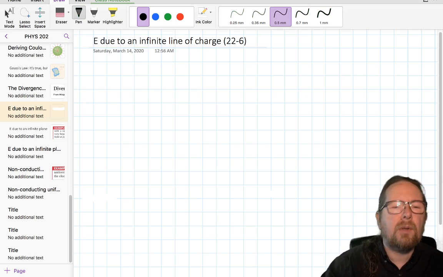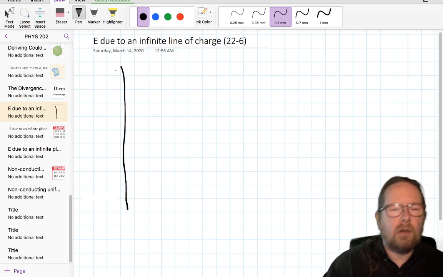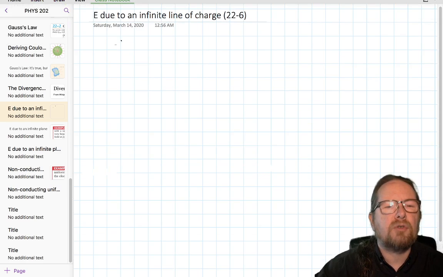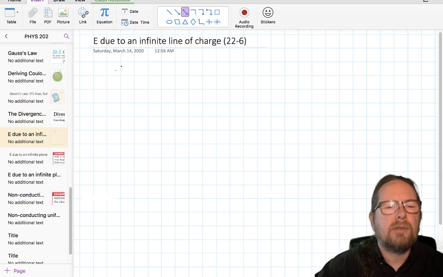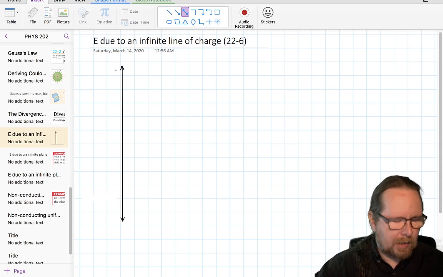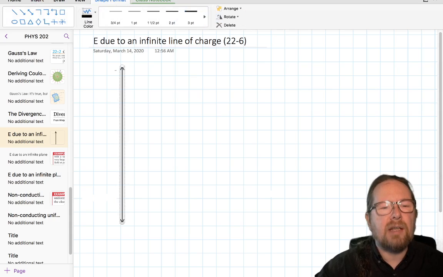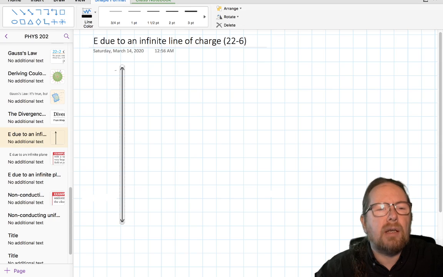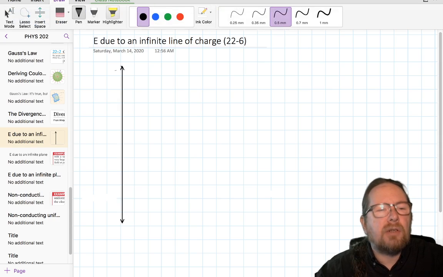So instead of setting up the problem with the line of charge horizontally, I'm going to put that line along the, maybe I'll use the drawing tools to actually make a straight line, like this. Okay. So here's my line of charge, and let's say that it extends indefinitely up the plus and minus z axis. So we are in cylindrical coordinates right now.